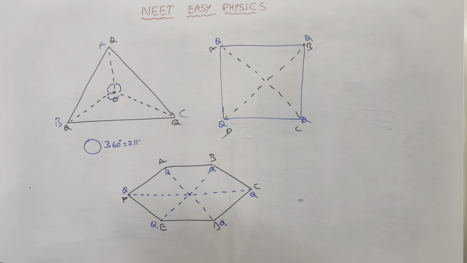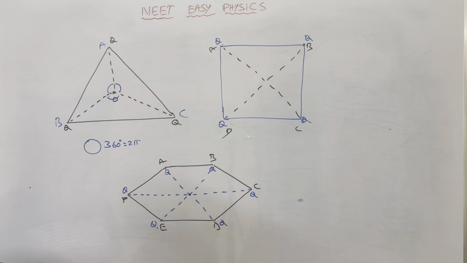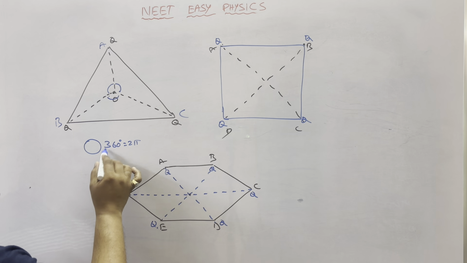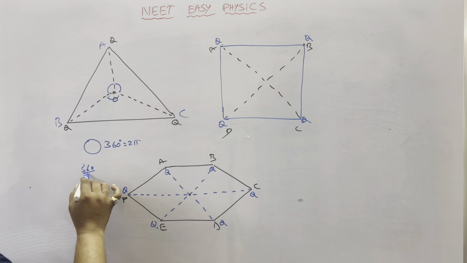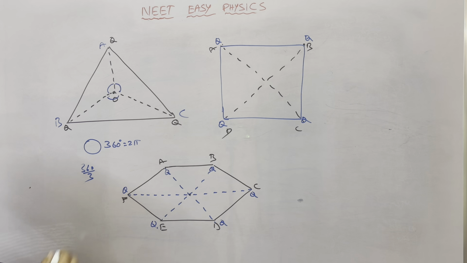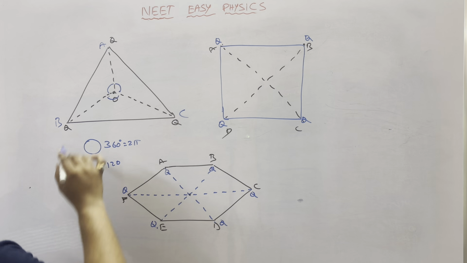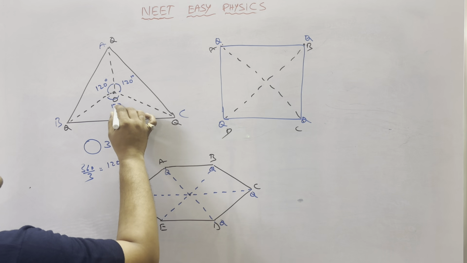We will do this very easily and quickly. Some people may not know, therefore I am giving a general explanation. Some people may already know these things. If it is 2 pi or 360, and three sides are there, therefore the angle will be 360 by 3 or 2 pi by 3. How much is 360 by 3? 120 degrees. Each angle will be 120 degrees.